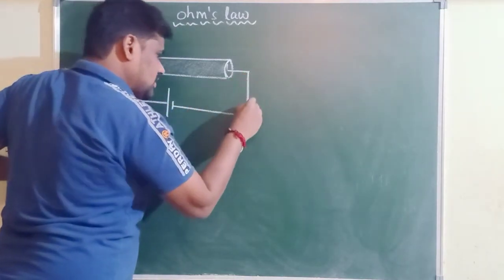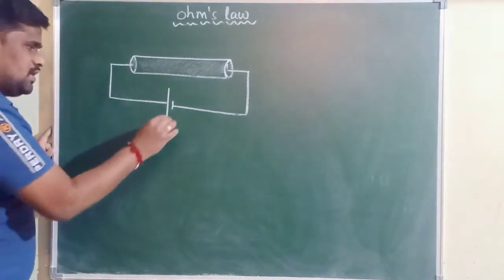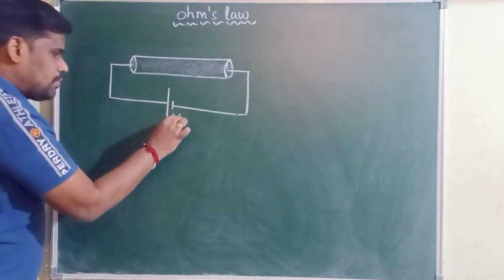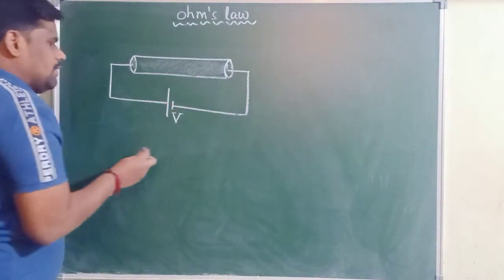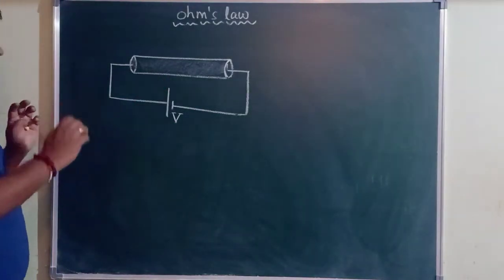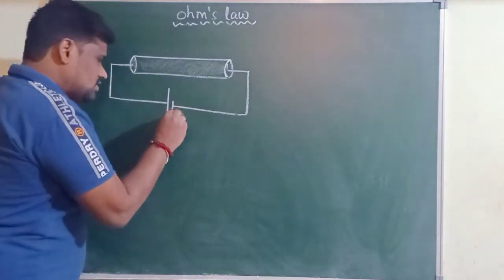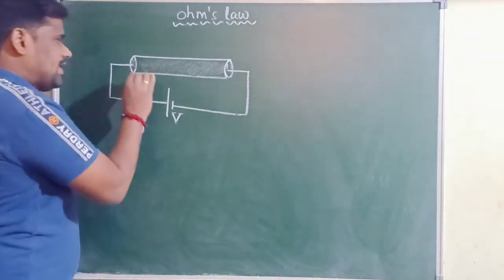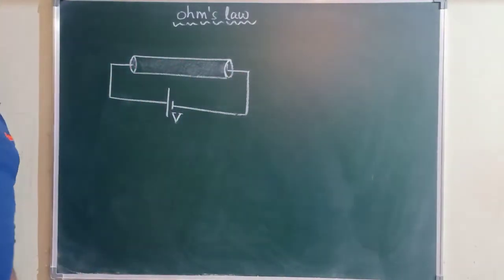That voltage or potential difference is provided with the help of what? The battery. Battery is connected here. This is the symbol for the battery. Battery or cell is connected here. V is the potential difference across the conductor.